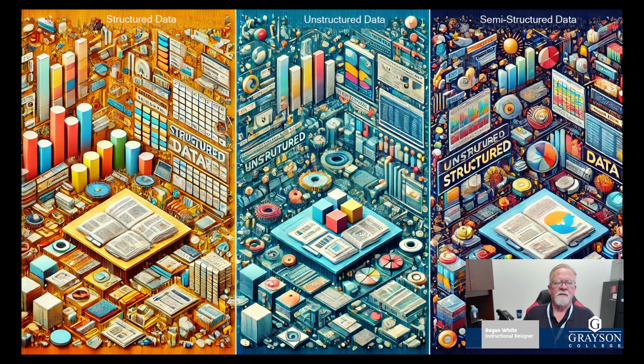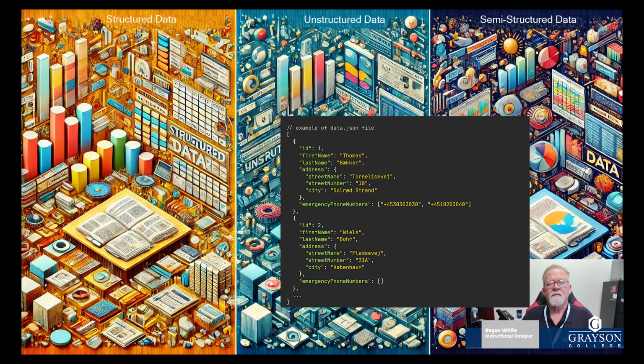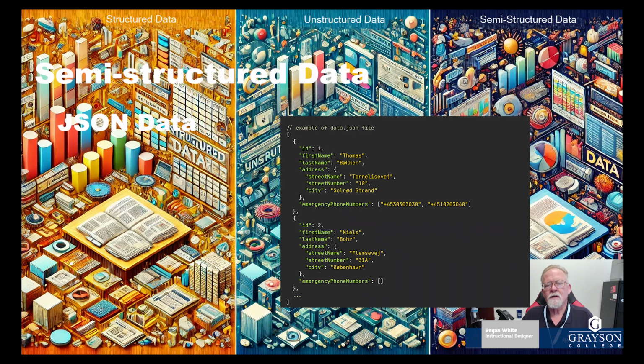So here's an example of semi-structured data in JSON format. Each entry is structured as a key value pair, but the format isn't as rigid as a traditional table. This flexibility allows for hierarchical data structure but can represent more complex relationships.